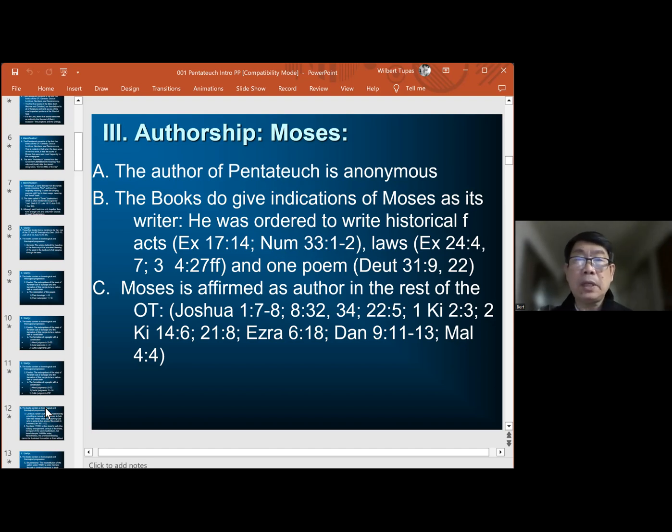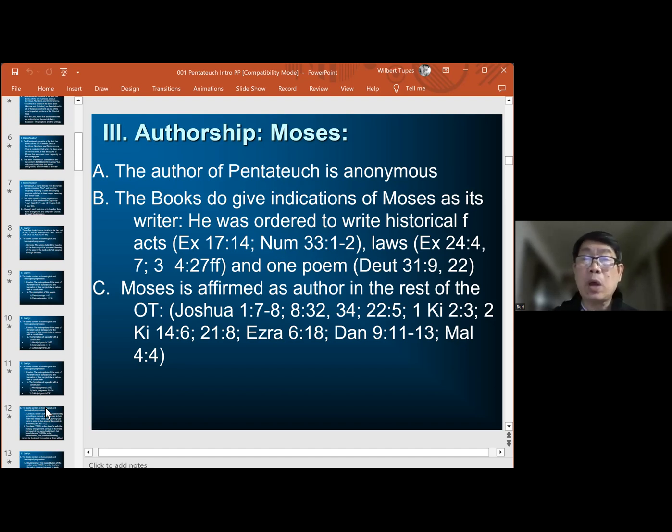So these are things telling us that Moses actually wrote the books. And not only that, Moses is affirmed as the author of the Pentateuch in the rest of the Old Testament.